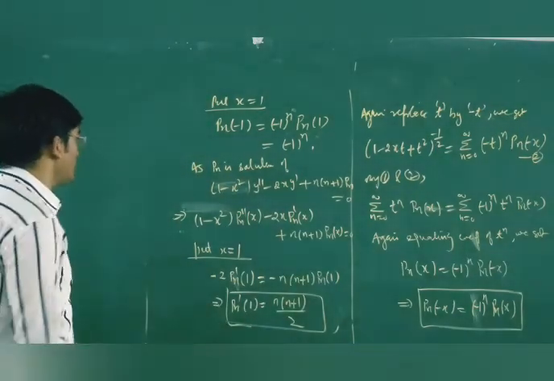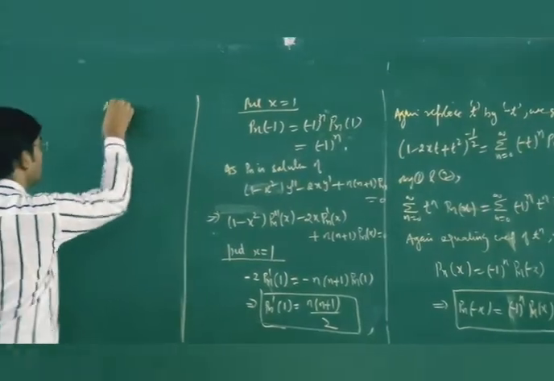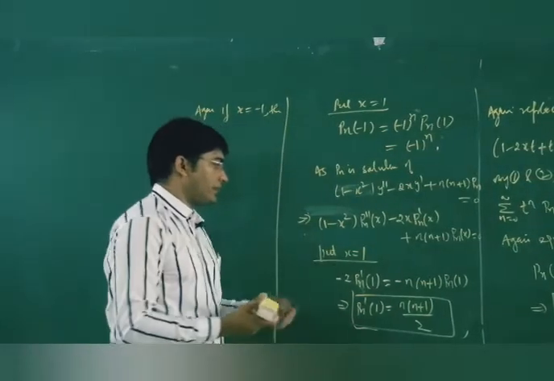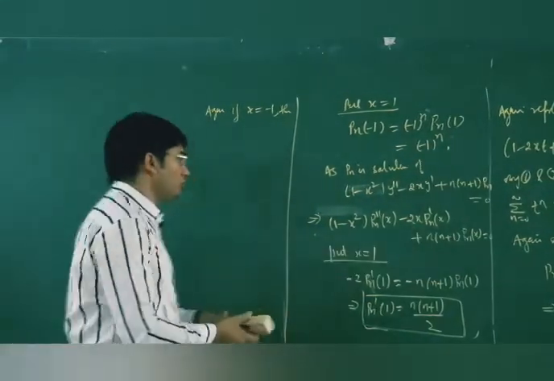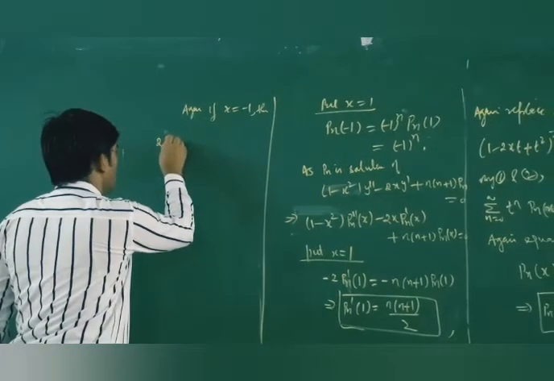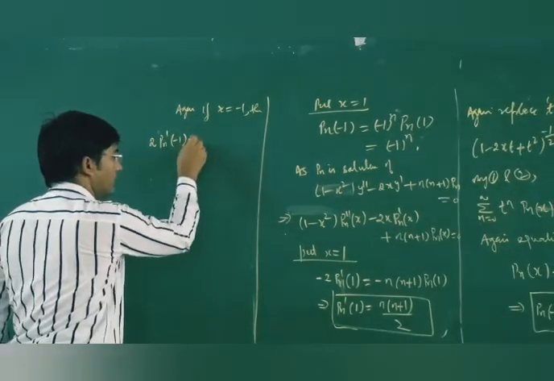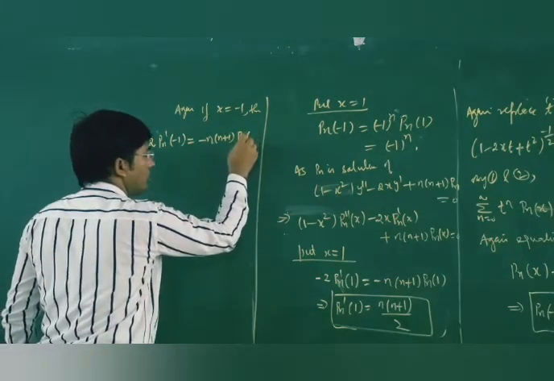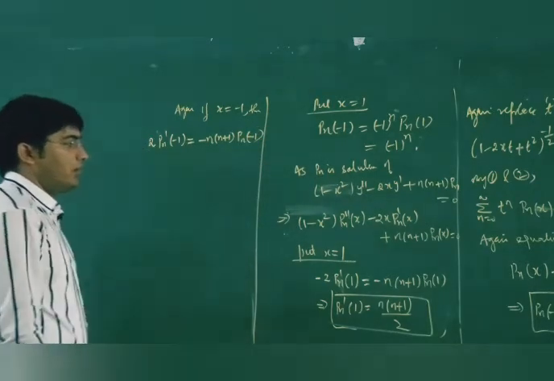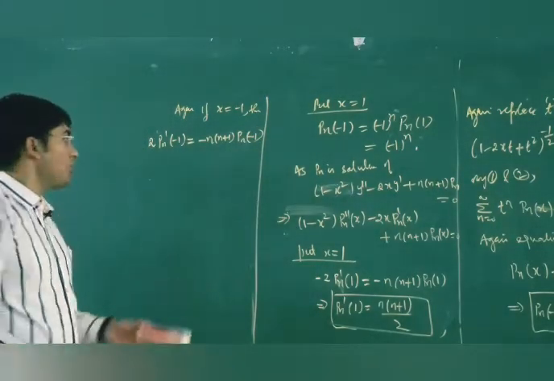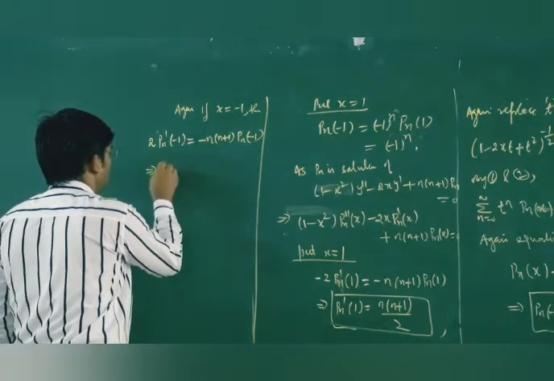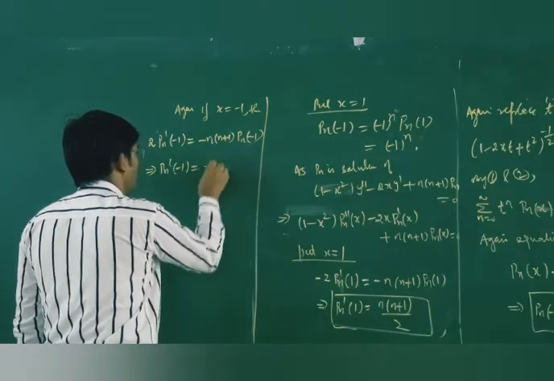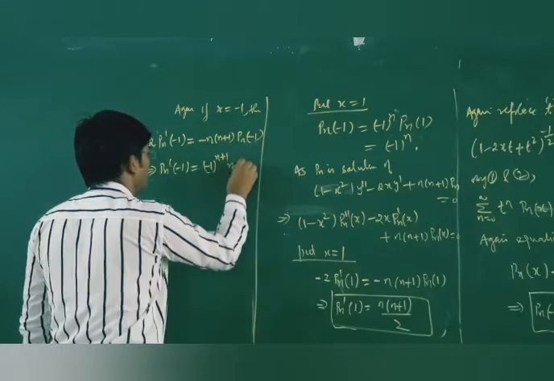Now again put x equal to minus 1. If x equal to minus 1, then this is 0. Here we will have 2 plus 2 Pn dash minus 1 is equal to minus n into (n plus 1) Pn of x, which is minus 1. Now your Pn(minus 1) was minus 1 to power n, so this will imply Pn dash (minus 1) equal to minus 1 to power n plus 1 of n into (n plus 1) by 2.